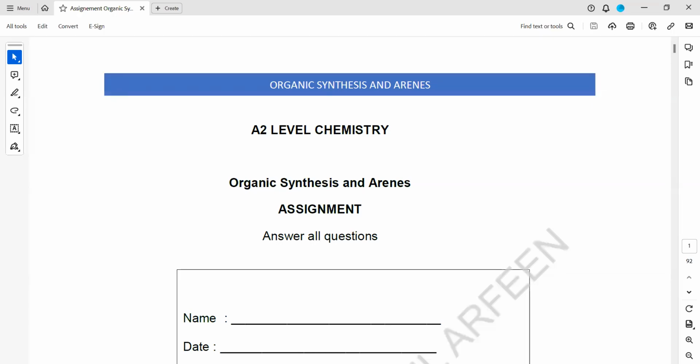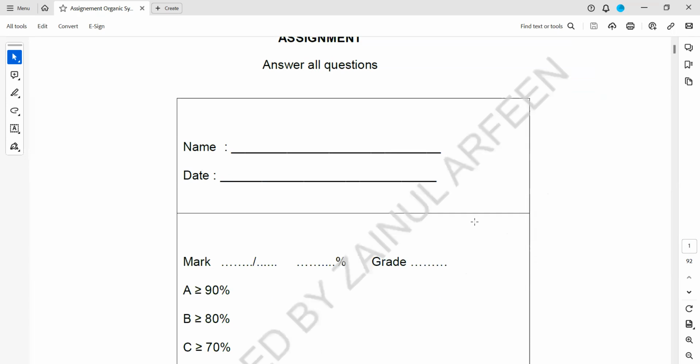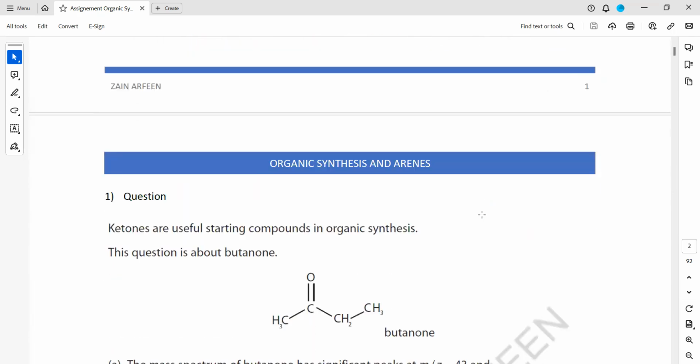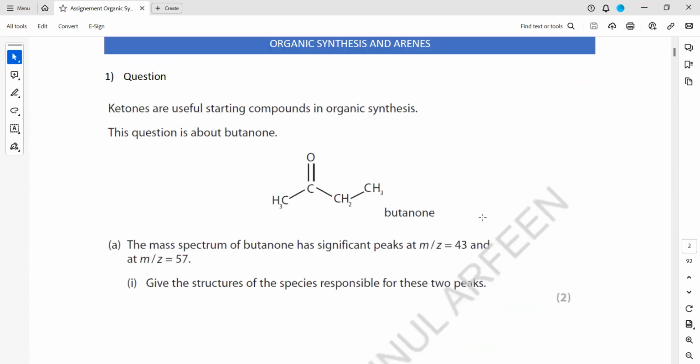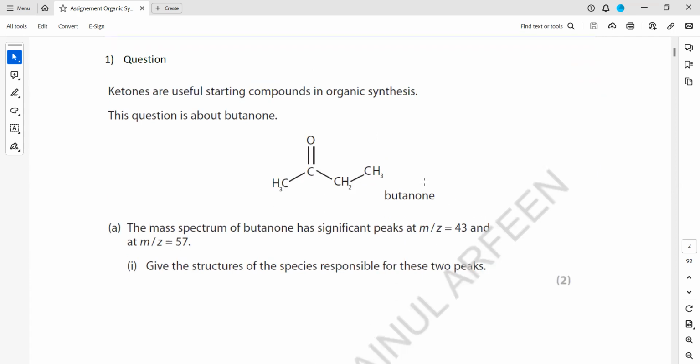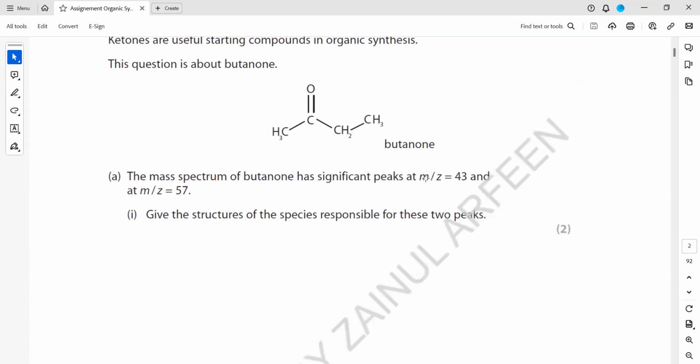So this is an exercise related to organic synthesis and arenes. In organic synthesis, you will learn different methods to change a compound from one to another. Question 1: ketones are useful starting compounds in organic synthesis. This question is about butanol.